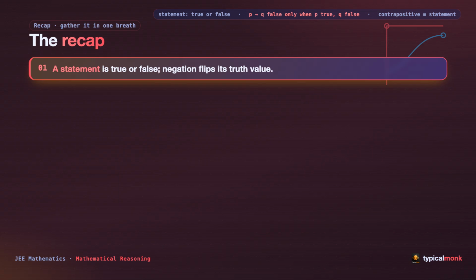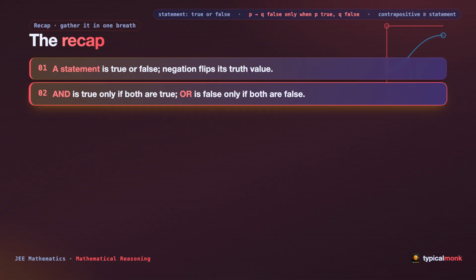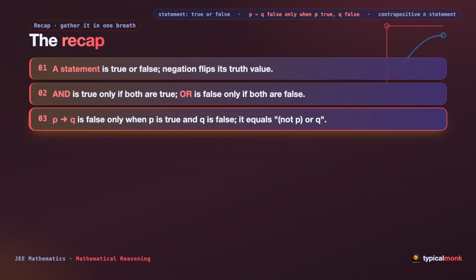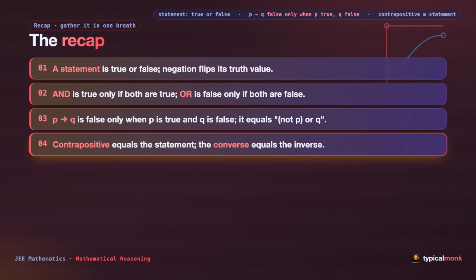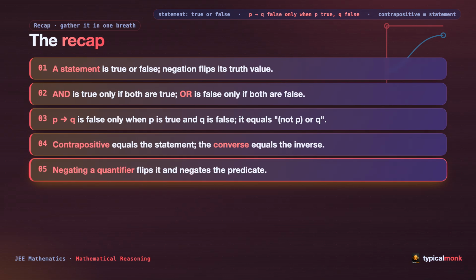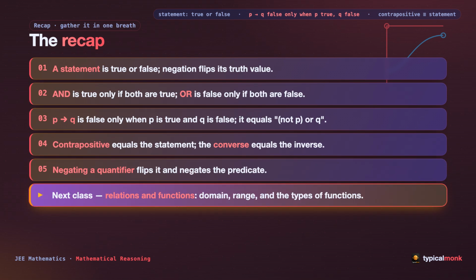Let us gather it all in one breath. A statement is true or false, and negation flips its truth value. And is true only if both are true, or is false only if both are false. P implies Q is false only when P is true and Q is false, and it equals not P or Q. The contrapositive equals the statement, the converse equals the inverse. Negating a quantifier flips it and negates the predicate. Next class, relations and functions, domain, range, and the types of functions.